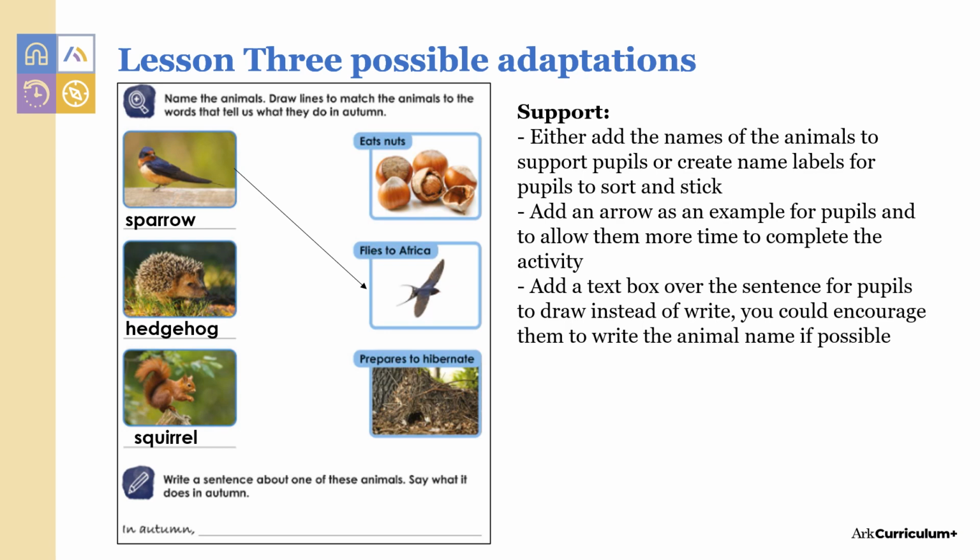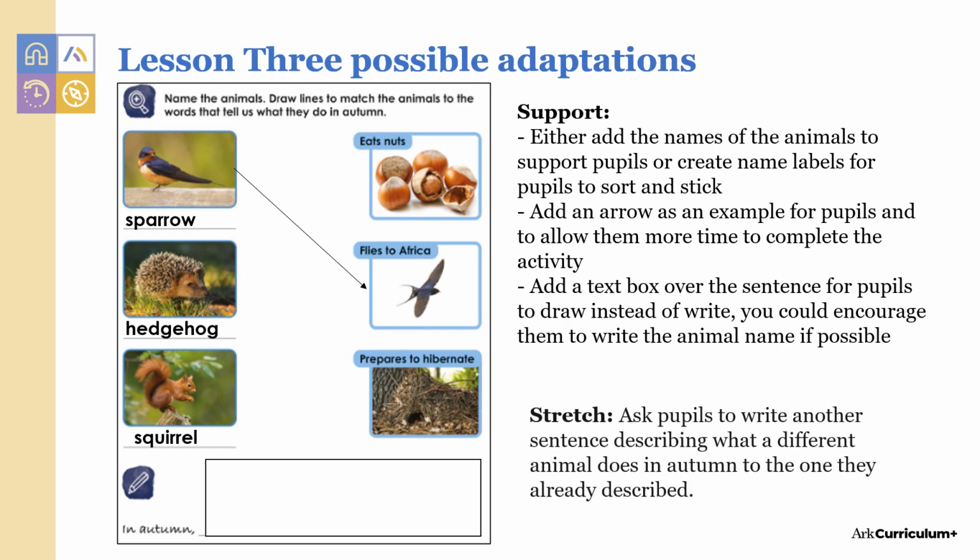For the next activity, pupils should write a sentence about one of the animals and say what it does in autumn. Here, you could add a text box over the sentence for people to draw instead of write, and you could encourage them to write the animal name if possible. Stretch pupils by asking them to write another sentence describing what a different animal does in autumn to the one they already described.